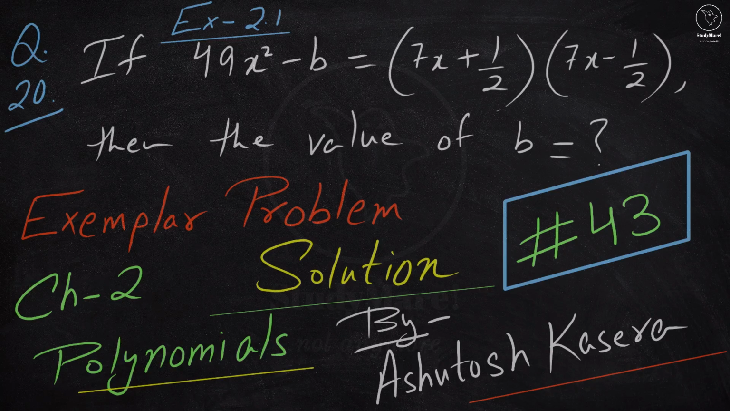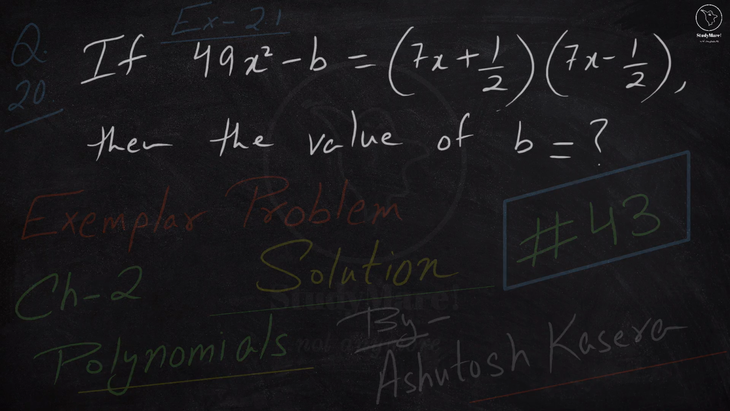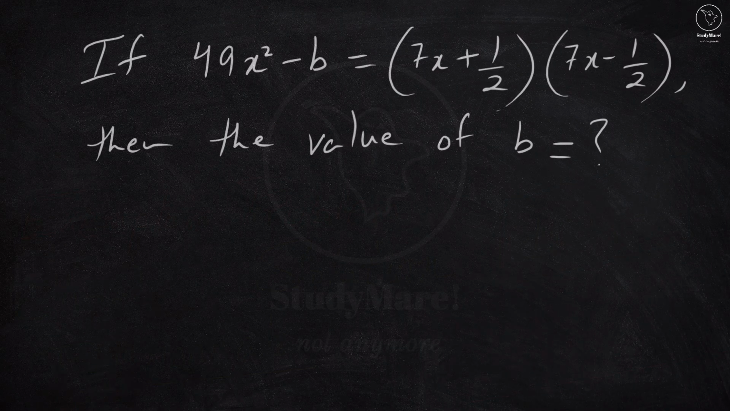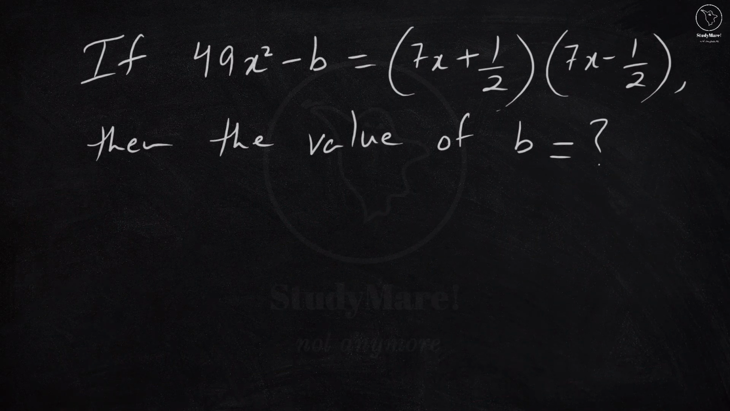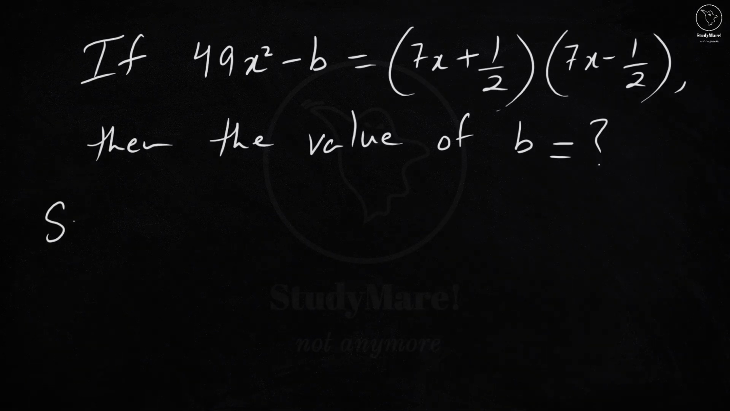If 49x² − b = (7x + 1/2)(7x − 1/2), then the value of b is what? Don't get scared, it is easy. Let us solve this. In fact, a very easy question.